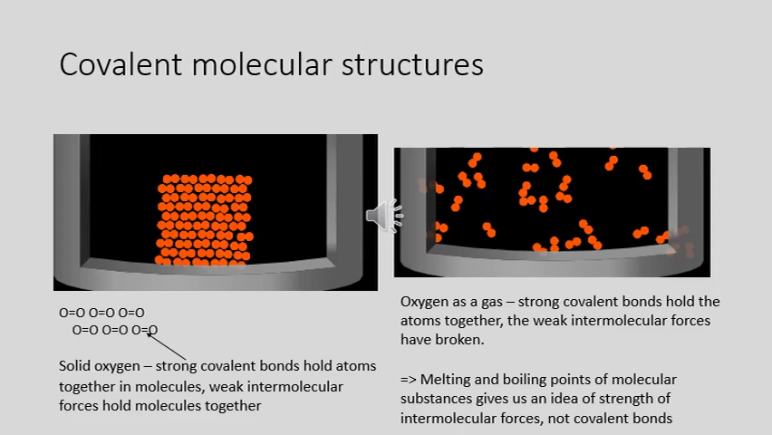So when a molecular substance melts or boils, when it boils and becomes a gas, you still have these strong covalent bonds holding the atoms together. It's only the weak intermolecular forces which have broken. Because of this, the melting and boiling points of molecular substances give us an idea of the strength of the intermolecular forces, because that's what's broken when the substances melt or boil, not the covalent bonds.